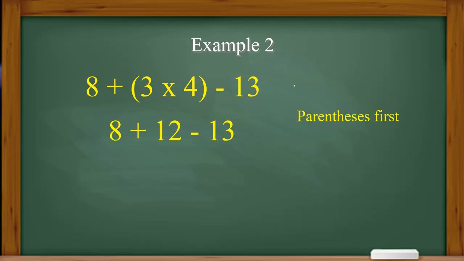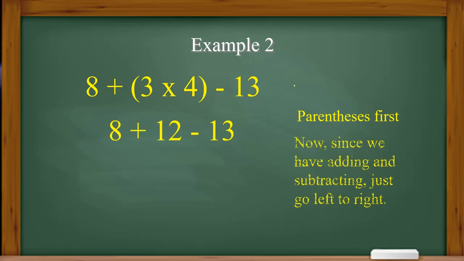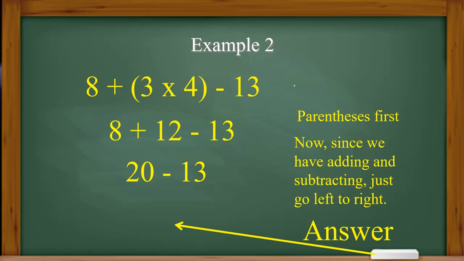So we must add first 8 and 12. 8 plus 12 is equal to 20. And then bring down minus 13. 20 minus 13 is equal to 7. So our answer will be 7. Did you get the correct answer? Let us have another example.